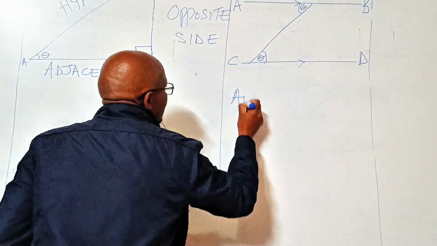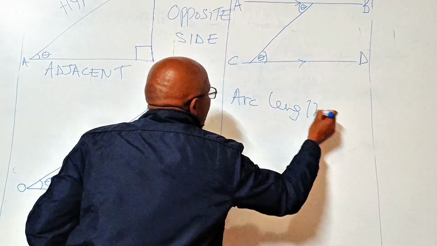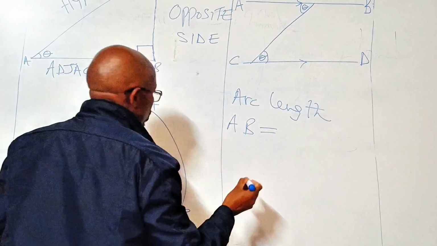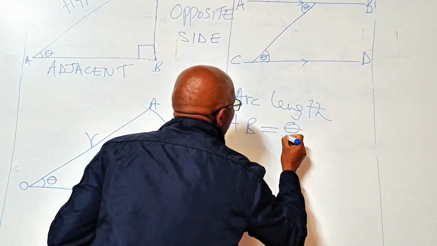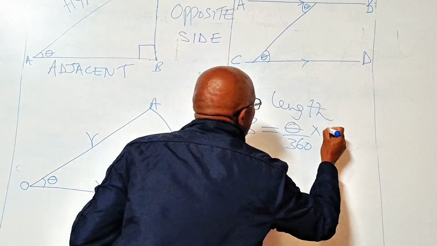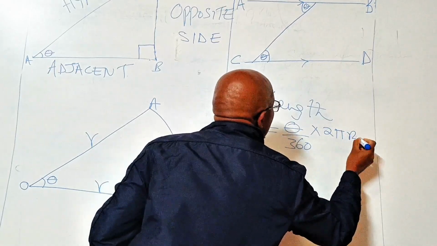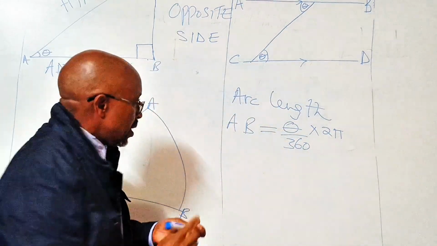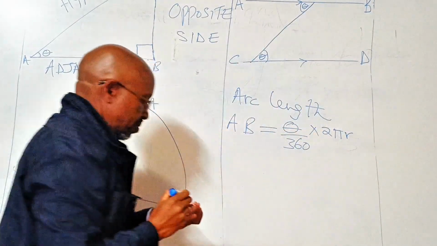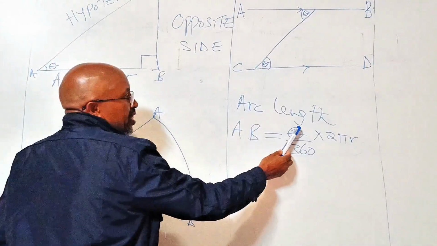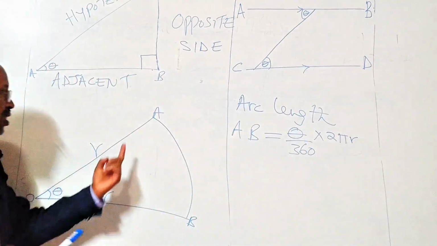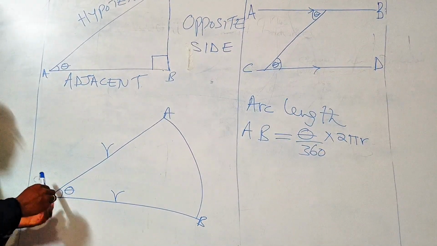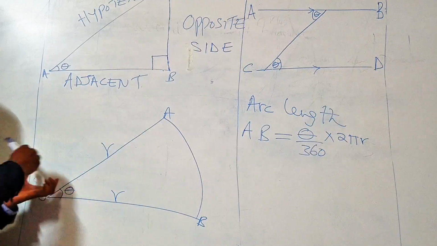The arc length AB is equal to theta all over 360 times 2 pi r. We use theta all over 360 because the arc subtends an angle of theta at the center of the circle, and therefore we need just a fraction of the circle.